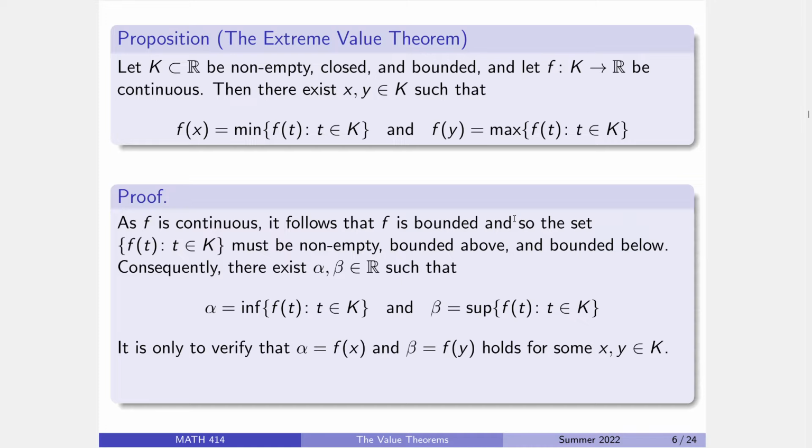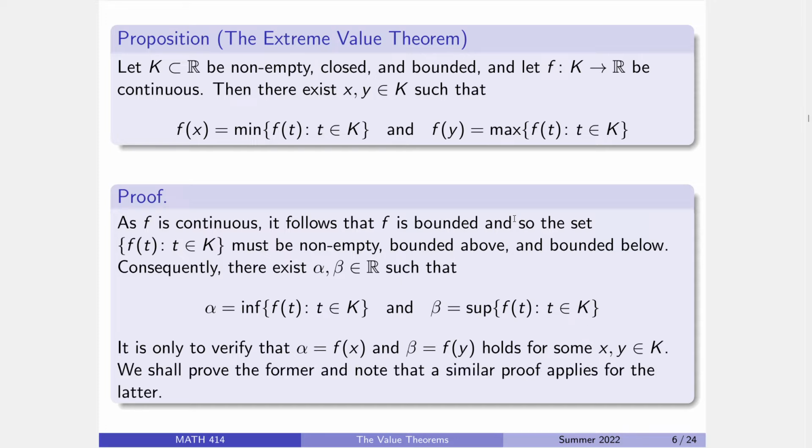The only thing I need to do now is verify that there is an input that equals alpha, and there is an input that equals beta. That would guarantee that our infimum is in our set, so it must be our minimum. Likewise, the supremum's in our set, so it must be our maximum. Okay. And we're going to be lazy. We're going to be very lazy today, actually. I'm going to prove the former and note that a similar argument gets you the latter. So we'll demonstrate the existence of x so that f of x is equal to alpha, and you can modify it to show that there's a y that hits the supremum.